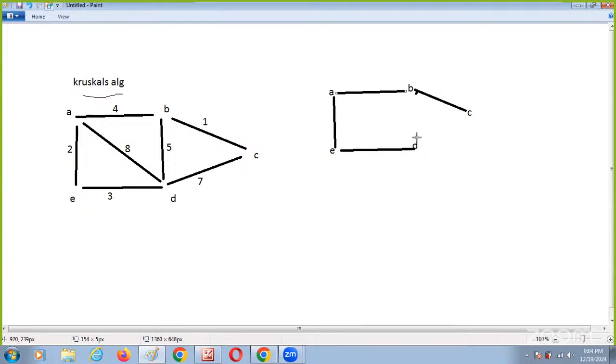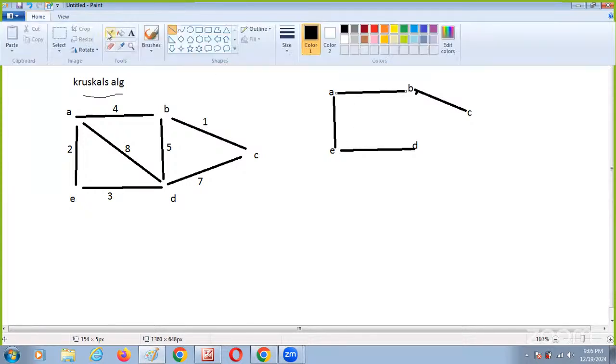Okay, the next least cost edge is 7. Can I add this one? No, it is forming a cycle. So the next least cost edge is 8. Can I add this 8? No. So this is the possible spanning tree.